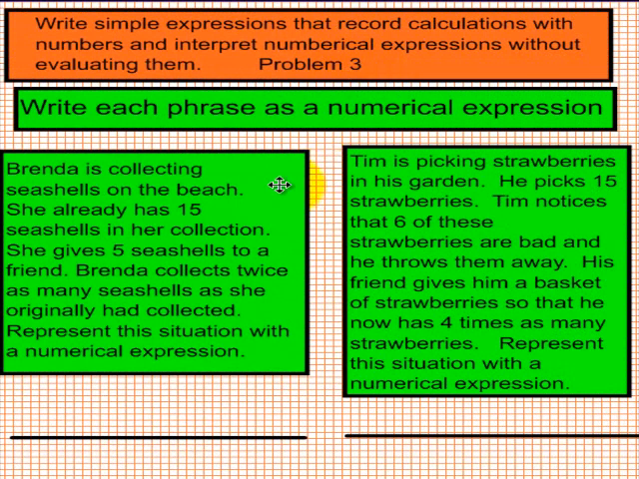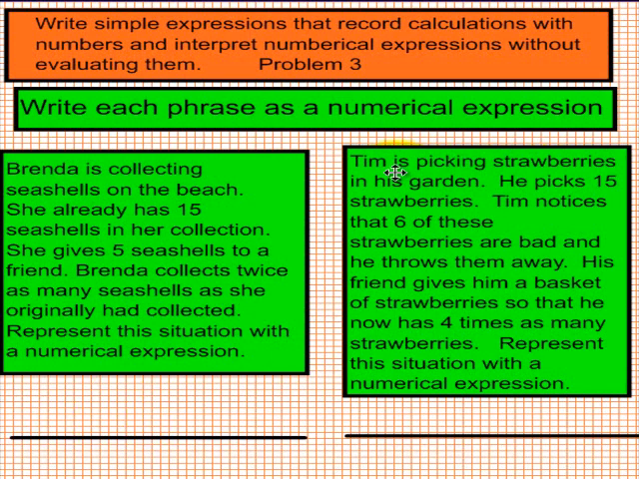Problem 3, again divided up into 2 parts. Let me read the first part to you. Brenda is collecting seashells on the beach. She already has 15 seashells in her collection. She gives 5 seashells to a friend. Brenda collects twice as many seashells as she originally had collected. Represent this situation with the numerical expression below.